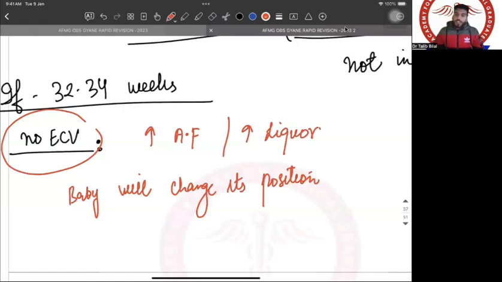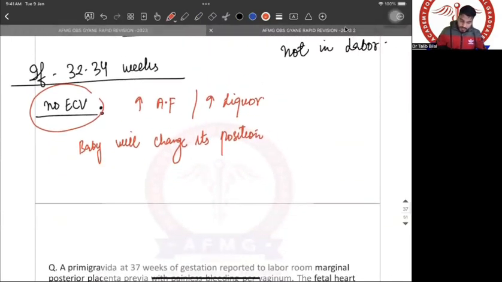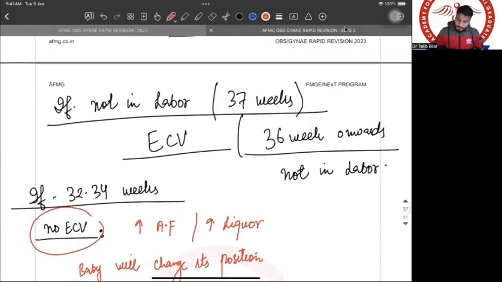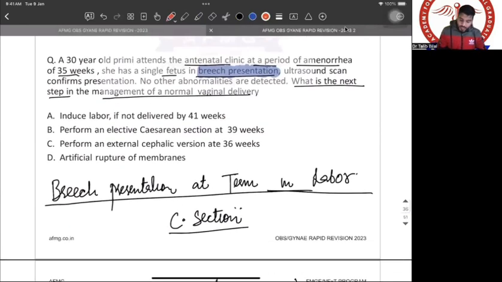So the condition of the breech presentation is, guys, if the patient is in labor, mark cesarean section. If not in labor, then go for the ECV at 36 weeks onwards. Okay, guys, 36 weeks onwards. So here, what will be your answer, guys? She's currently at 35 weeks. Breech presentation. What is the next step in management, guys? We will perform an external cephalic version at 36 weeks.